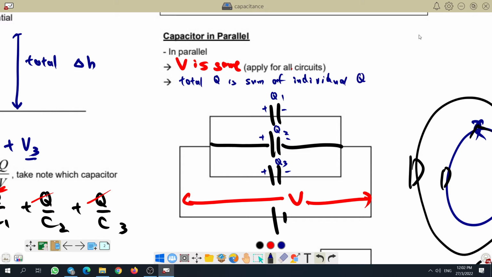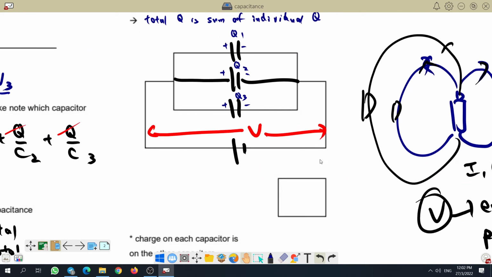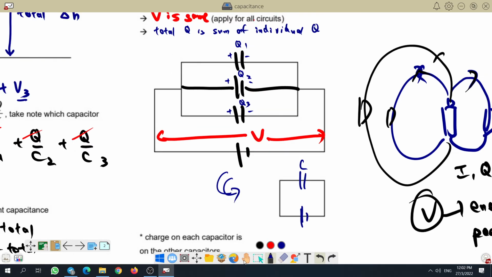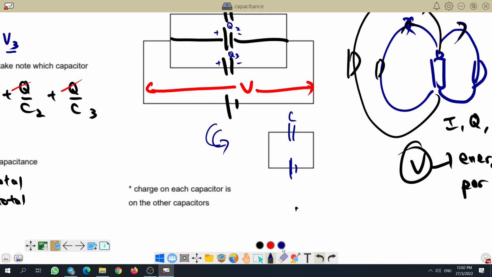Again, this one you can just look at. It's not a mathematical formula, just look at the situation. Okay, so once again, we want to compare with a single C and the battery. What is the equivalent capacitor? Okay, so V is the same. Meanwhile, does the charge on each capacitor depend on the other capacitors? No, it is independent. So if you add more in parallel, you get the same charge on each capacitor, but the total charge will increase.